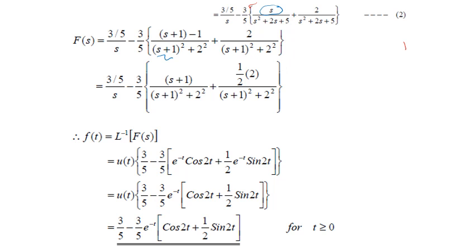Now, this one will be taken to the other side. When I notice the denominator is the same, so minus 1 over this denominator plus 2 over this denominator, it will end up with 1 over s plus 1 squared plus 2 squared. That's very fine.